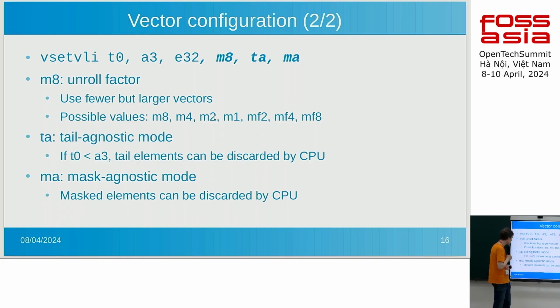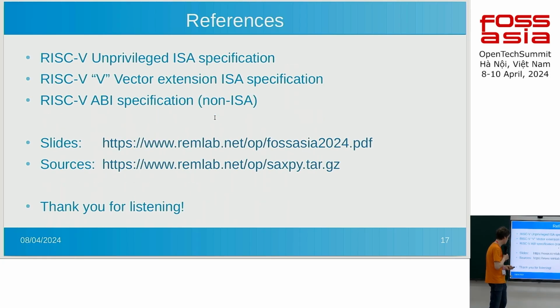I don't really care. And similarly, MA is mask agnostic mode. This is about masking. I'm not going to go into the detail of masking. If you're interested, you can read the specification. But again, it's another way of saying that you don't need to worry about masking in this calculation. You can do whatever you want, whatever is fastest. And that's pretty much it.